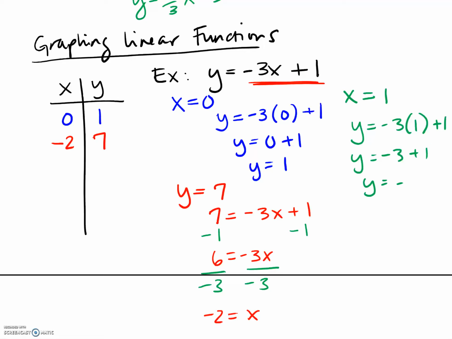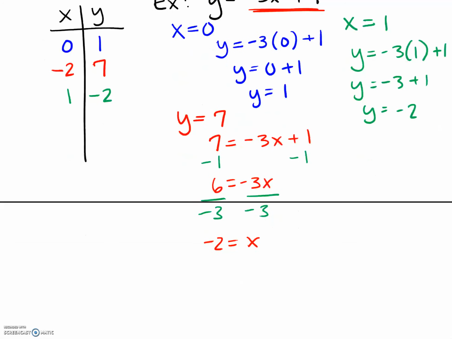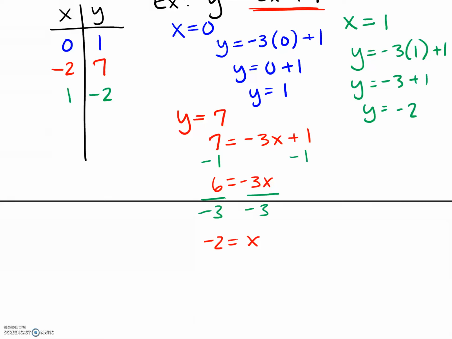Our y is negative 2. So now we have 3 different points to plug in here. So we're going to go ahead and graph these and see what our function looks like. If we want to graph these, it looks like I need to go to negative 2 and 1, and then all the way down to a -2 for a y and up to a 7. All right, and then I'm just going to plot those points.